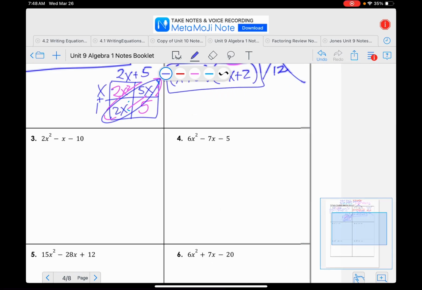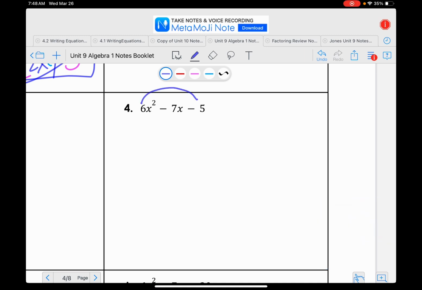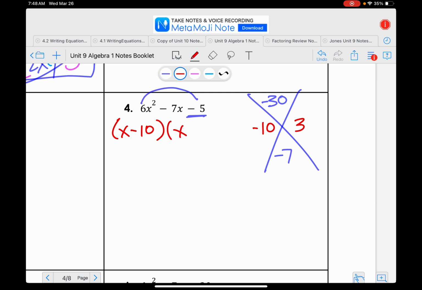So let's do it. Tell you what, let's do it on number 4. Start off by doing a times c. Remember that c is a negative 5, so I get negative 30. I want to add to negative 7. So that would be a negative 10 and a positive 3. Those are what I call my fake factors. I put those here. Now I need to divide by the one I multiplied by, divide by a.